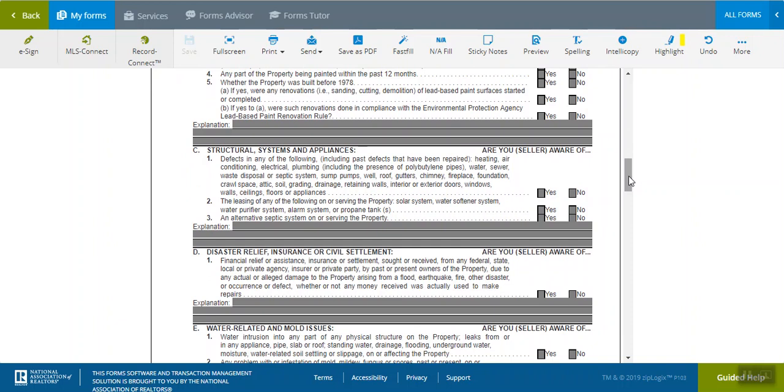The next part are 3 questions on structural systems and appliances, such as whether the seller is aware of any defects in items such as electrical, drainage, and foundation. And this includes any past defects that were already repaired, whether there are any leased systems. If any questions were answered yes, the seller then needs to give an explanation. The next part is 1 question on relief disaster. Insurance or civil settlements were sought or received. If yes, the seller gives an explanation here.